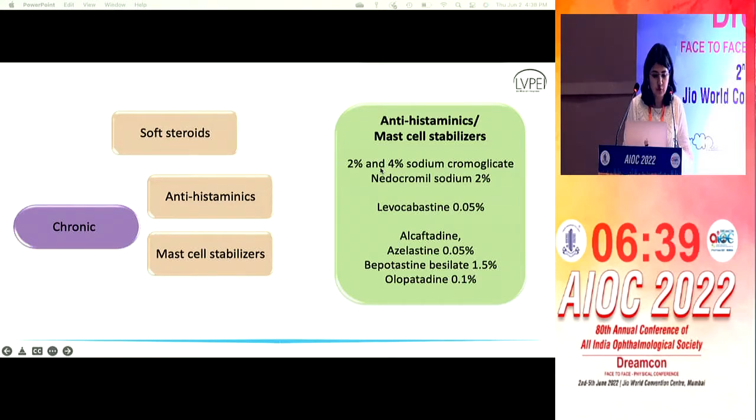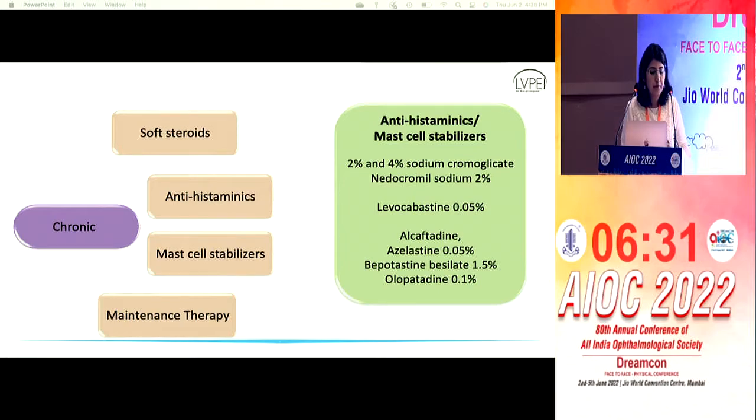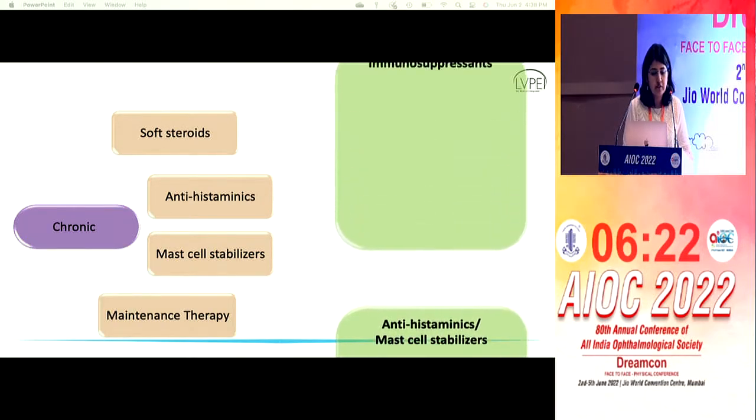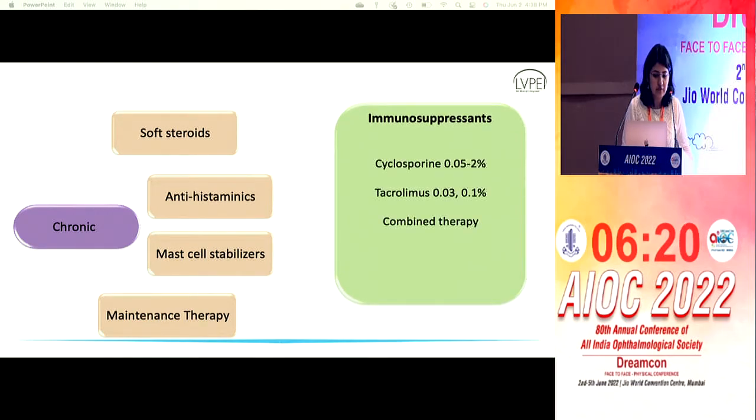They take around 2 to 4 weeks, whereas the latter group of drugs, which are dual acting, have a faster onset of action. Because the disease is chronic in nature, the patient will require maintenance therapy, either in the form of low dose topical steroids, every alternate day or once in 2-3 days, or the patient can be placed on topical immunosuppressants with cyclosporin and tacrolimus.